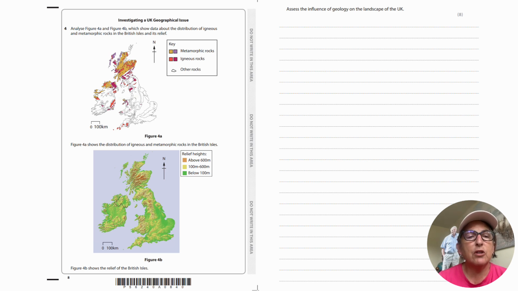What evidence can you see from the source that would suggest that geology has been important in determining the landscape of the UK? And what I'm really hoping is you'll be able to see that where the metamorphic and the igneous rocks are, you also get upland areas. But, and there is a but here, there must be other reasons as well. So it's not always, but primarily there is clearly a link between geology and the landscape.